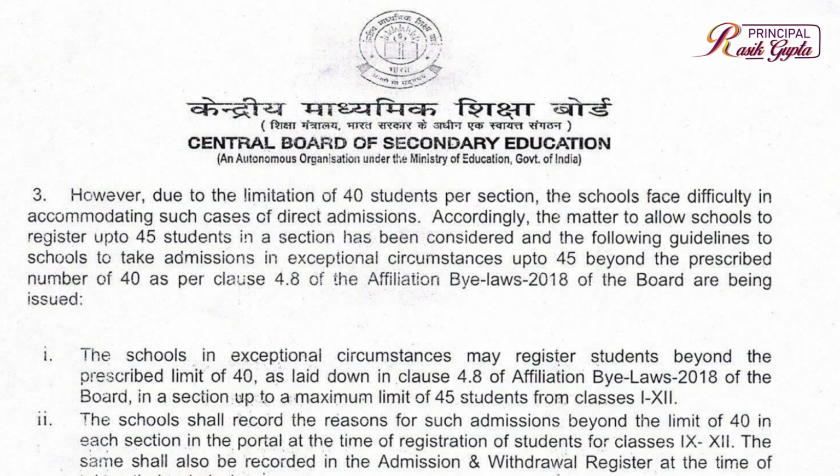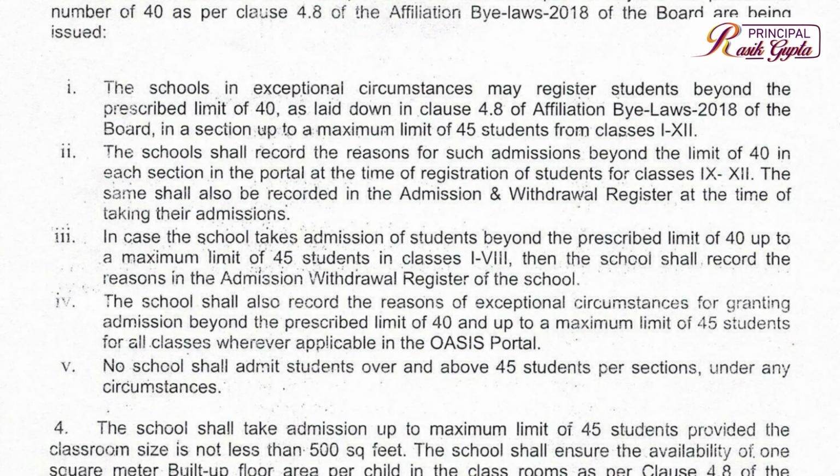And there's another condition tied to that: they must ensure there's 1 square meter of built-up floor area per child within that classroom. So it connects back to existing rules. Exactly. It aligns with Clause 4.8 of the affiliation bylaws, the 2018 ones. It's about ensuring the physical space is adequate, even with more students. So manage the exceptions, but don't compromise the basic physical learning environment. That seems to be the balance they're aiming for.